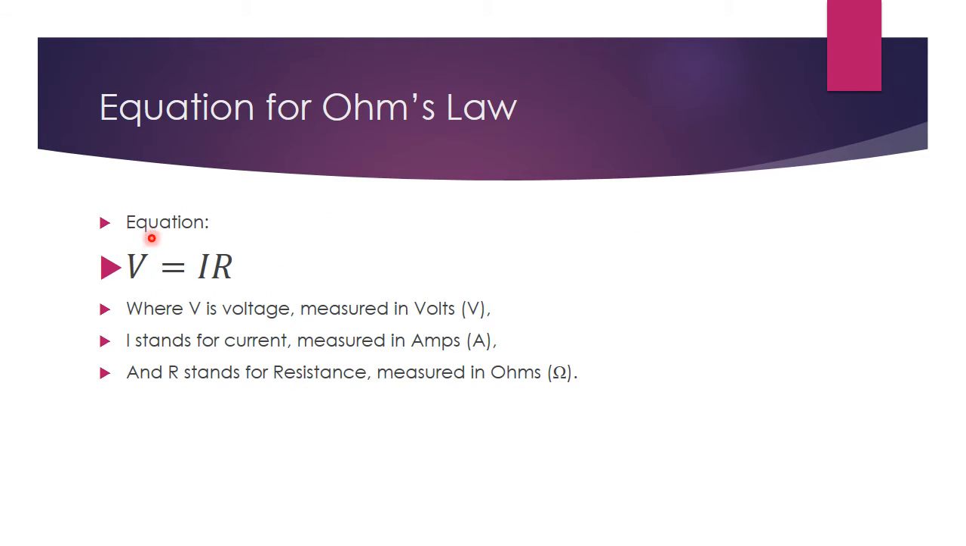The equation for Ohm's law is voltage equals current times resistance. So that V is voltage measured in volts, the I is current measured in amps, and R is resistance measured in ohms.